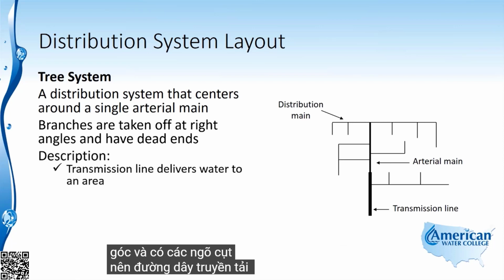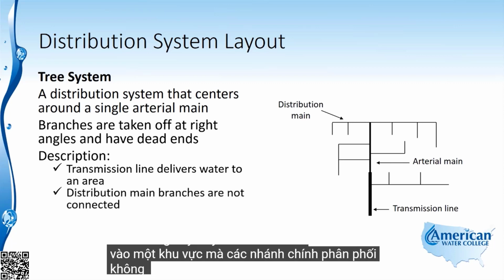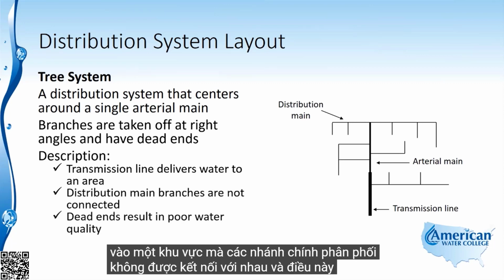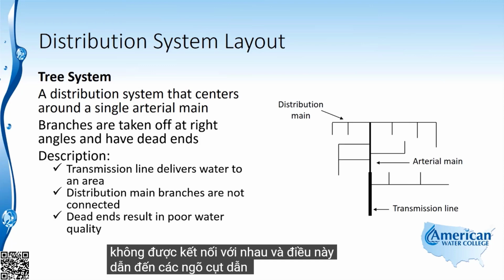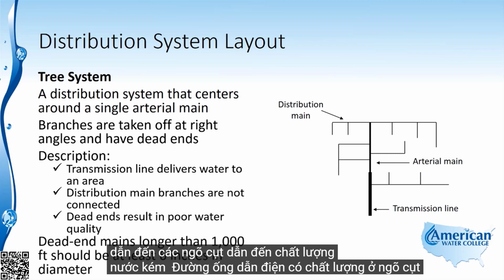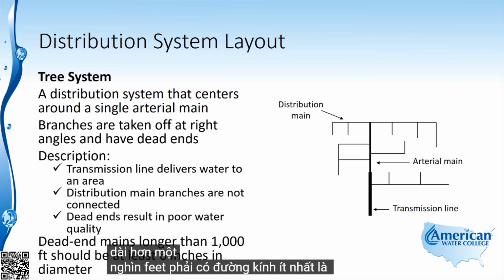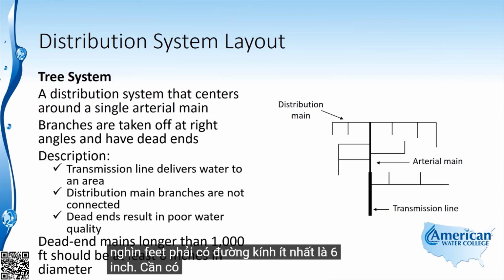So the transmission line delivers water into an area. The distribution main branches are not interconnected, and this results in dead ends, which ultimately results in poor water quality. Dead-end mains that are longer than 1,000 feet should be at least 6 inches in diameter.